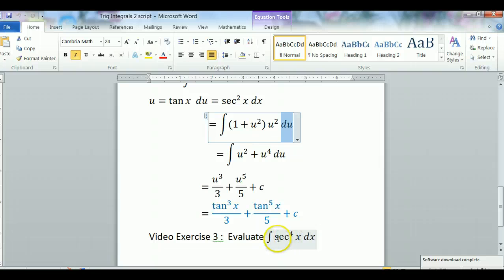I will leave you with an exercise, which is our video exercise 3, to evaluate the integral of secant to the 4th power. Now once again you will see that this can also be tackled in this manner because we have a secant tangent integral and the secant power is even.